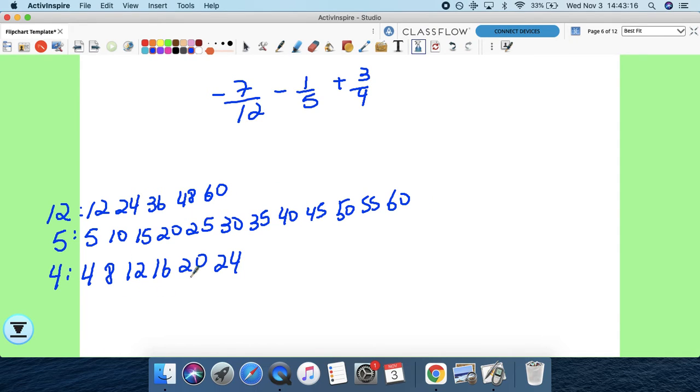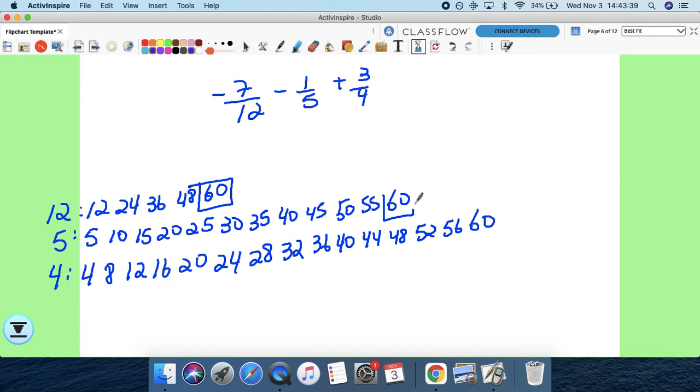So how about the 4s? 24, 28, 32, 36, 40, 44, 48, 52, 56, finally 60. That was a lot. So they finally have something that's the same, 60. So I'm going to change that to 60, change that to 60, and change that to 60.